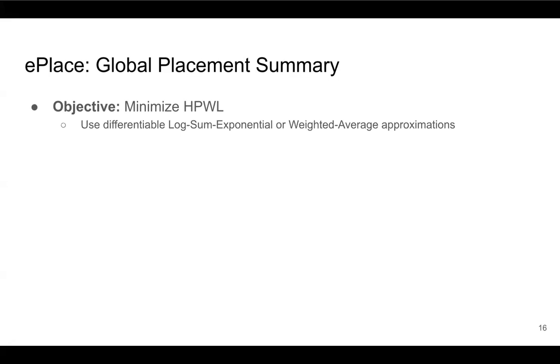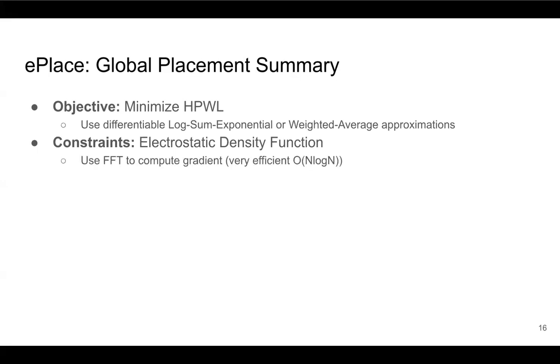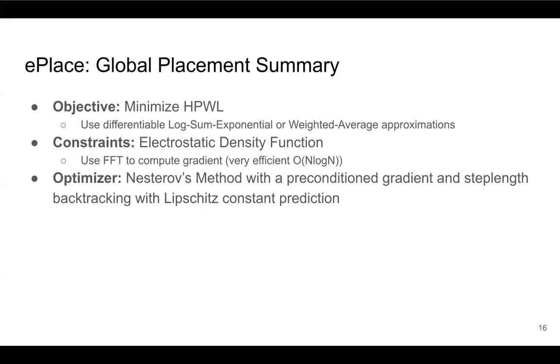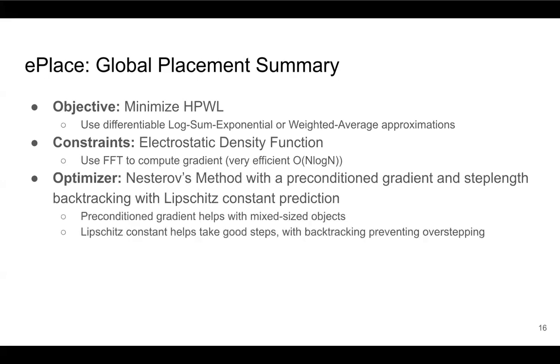So this is a summary of ePlace. Its objective is to minimize half perimeter wire length. They use two terms, but weighted average approximation seems to be the more common one nowadays. Their constraint: we use an electrostatic density function, where we use an FFT to compute the gradient, and this is very efficient. They claim it's n log n, and I believe them because the runtime isn't explosive. Their optimizer is Nesterov's method with a preconditioned gradient and step length backtracking with Lipschitz constant prediction. And again, the preconditioner just helps with mixed size objects, and the Lipschitz constant helps to take good steps with backtracking, preventing overstepping.